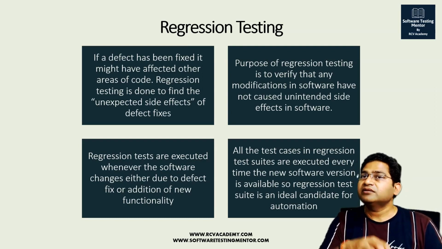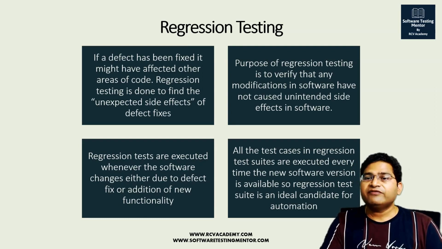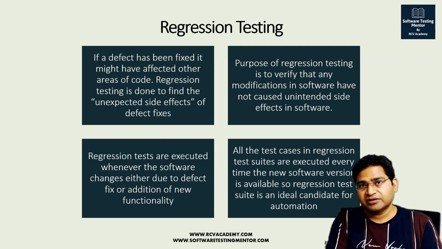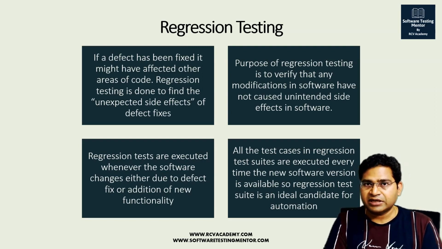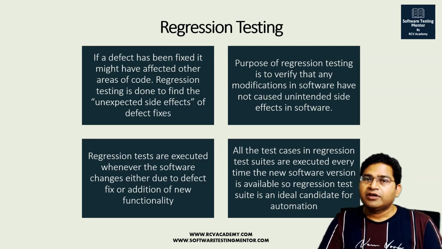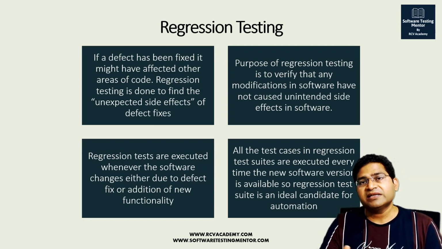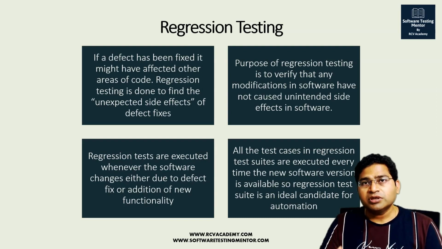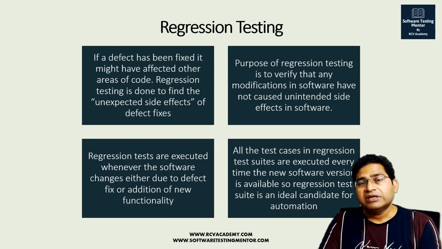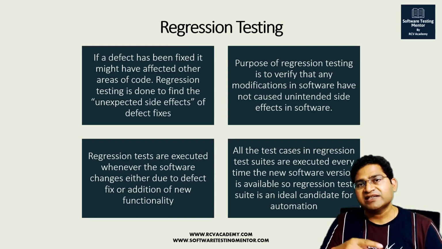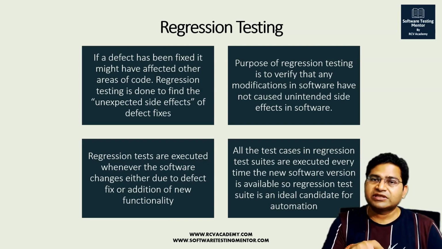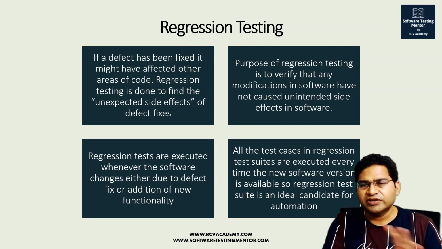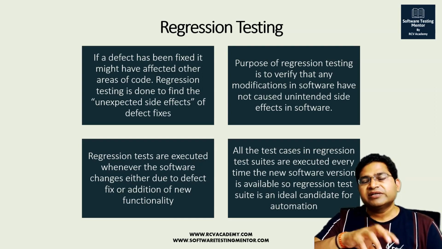If that's the case, then regression testing is required to verify that any modifications in the software have not caused unintended side effects into the software. For example, Twitter login failed, and the defect fix has been deployed. Now you will retest the defect, that yes, Twitter login works after the fix. But then the purpose of regression testing is to also ensure that apart from this Twitter login, this change or this defect fix hasn't broken any of the other login functionality. For example, email login is working fine, Facebook, Google, and Twitter, all of them should be working fine. So that's where regression testing comes into the picture.